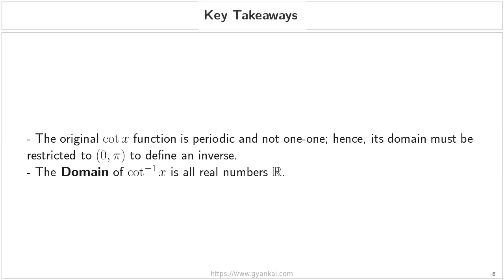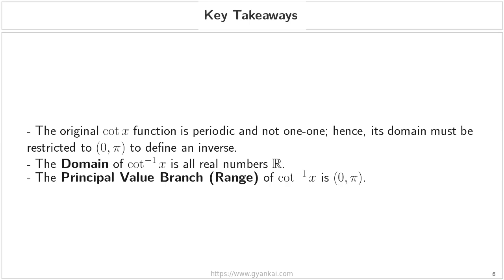Next, let's look at the properties of the inverse function itself. The domain of the inverse cotangent of x is the set of all real numbers. This means you can plug any real value into the inverse cotangent function. Correspondingly, the range, which we call the principal value branch of the inverse cotangent of x, is the open interval from 0 to pi. This is the region where our final answers must always lie.